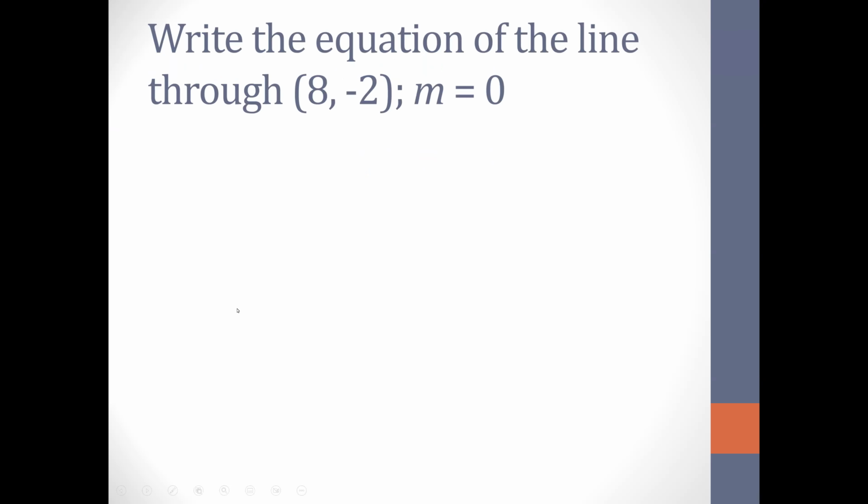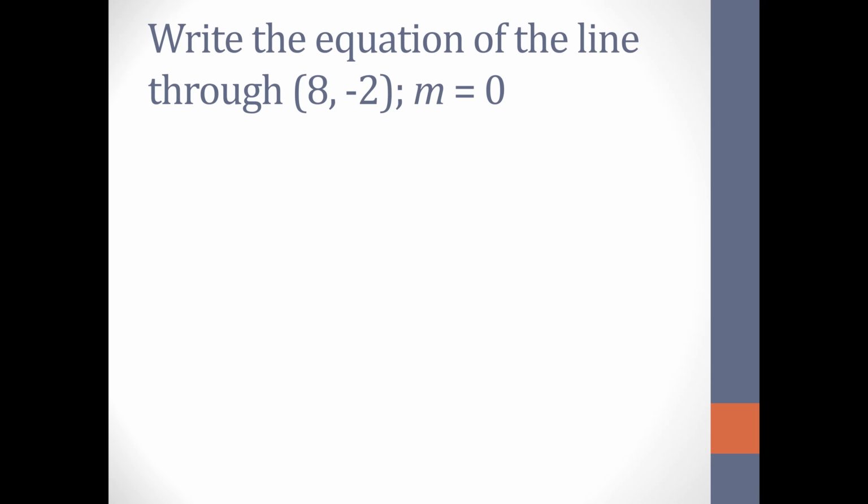So if we were to write the equation of the line through (8, -2) where m equals 0, that's it, we're done, mainly because our m equals 0. If you recall from when we were talking about slope, if our slope equals 0, that's just a flat horizontal line. But we can still start plugging items into y equals mx plus b, and we'll see why it kind of cancels out.